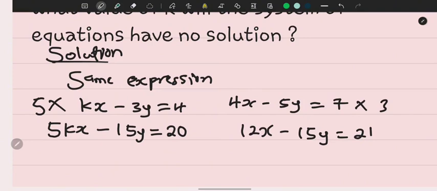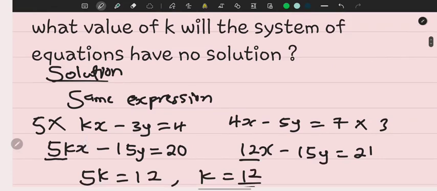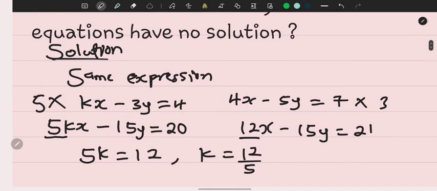Now, for this system of equations to have no solution, the coefficient of x must also be the same. The coefficient of x here is 5k, while this is 12. So for that reason, you have 5k equals 12. Hence, the value of k is going to be 12 over 5. So the value of k for this system of equations to have no solution is 12 over 5.